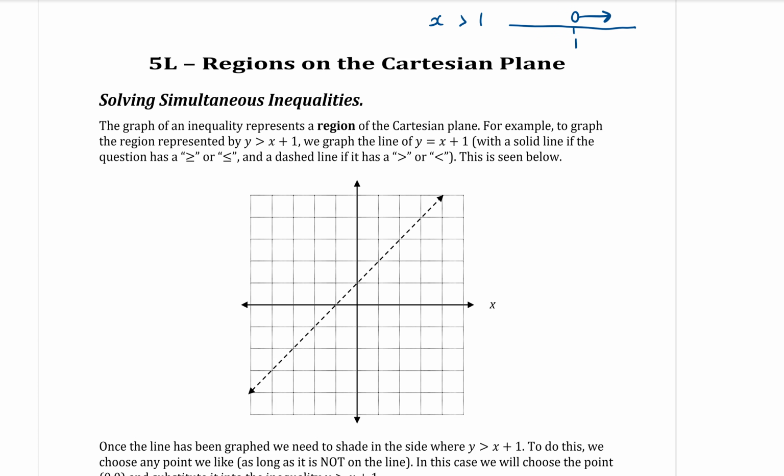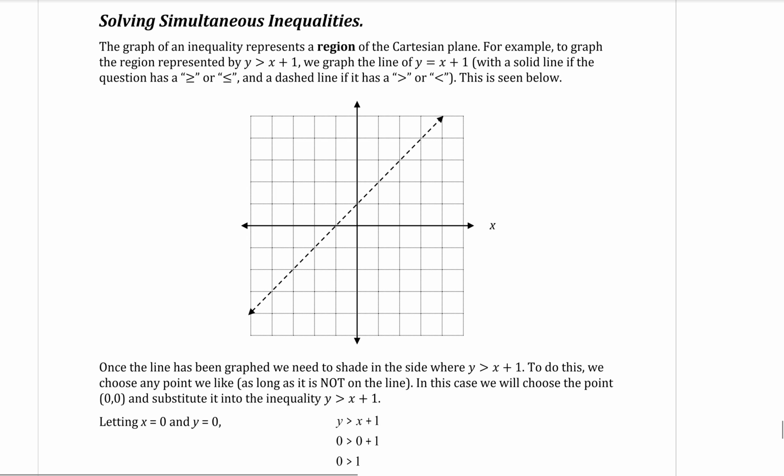These ones are two-dimensional. They're going to have x and y, but it's a similar type of thing. We're trying to find the region that satisfies the inequality. So to do that, there's a few steps that you need to do. So let's read through. It says the graph of an inequality represents a region on the Cartesian plane.